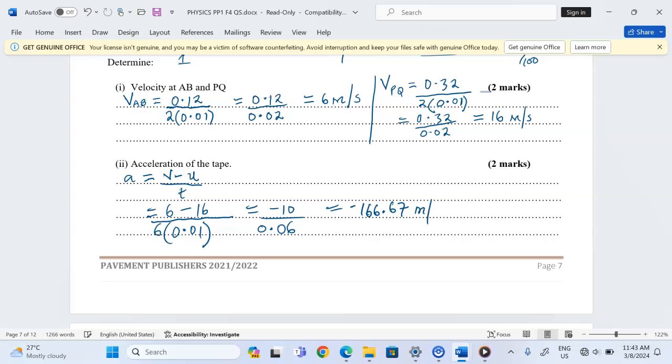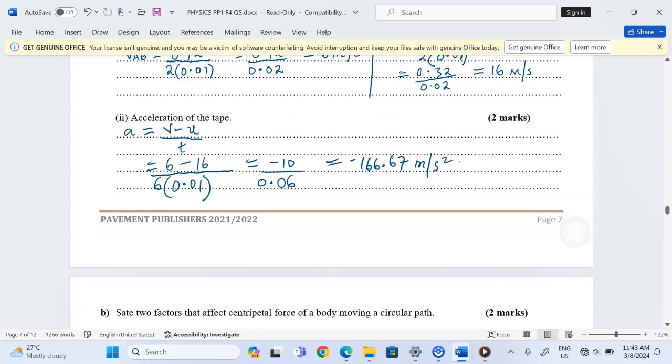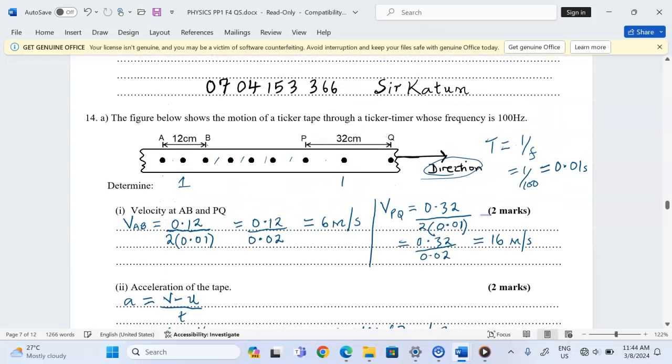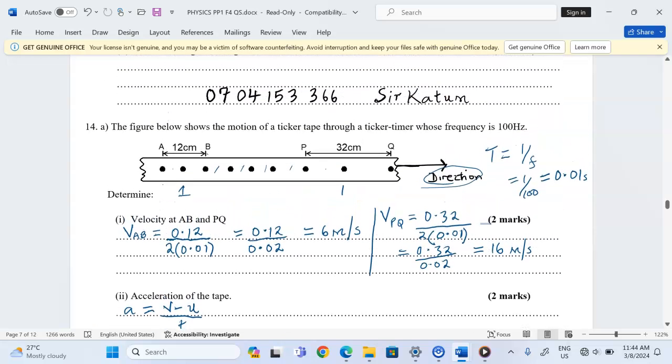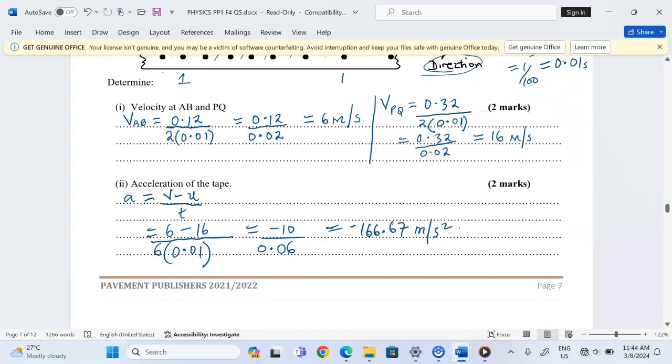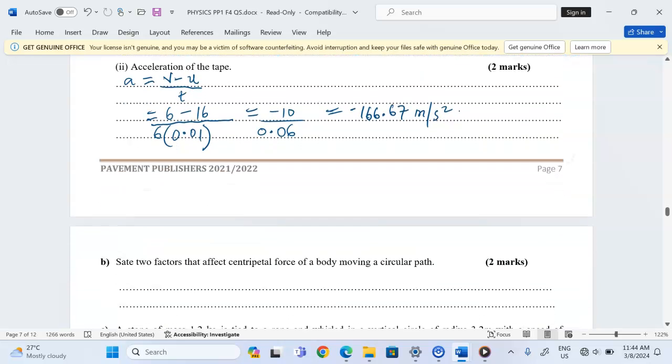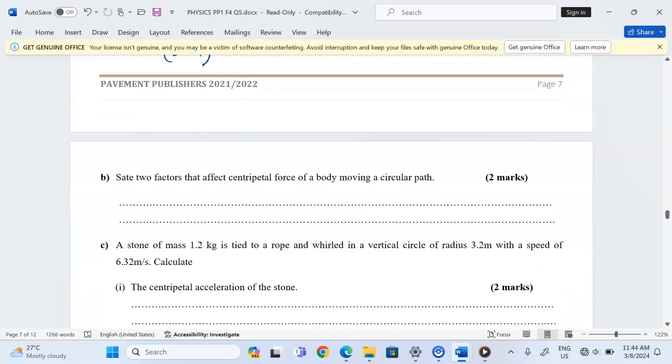Negative 166.67, to 2 decimal places, meters per second squared. So the acceleration will remain negative because in any case we've not been told to determine deceleration. So it means the tape is decelerating. That is why initially within 0.02 seconds it could cover 32 centimeters, but as the motion continues, within the same interval of time it's only covering 12 centimeters. So it is decelerating. We can go to the second part.